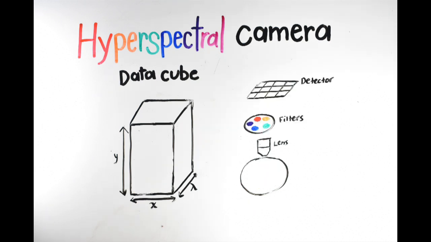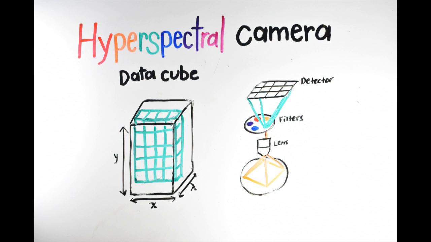A second type of hyperspectral camera contains multiple filters for specific wavelengths, scanning the entire field of view at once and assembling the data cube wavelength by wavelength. Wavelength scanning is limited by the range of filters the camera contains, but it's advantageous when surveying large areas at once. Hyperspectral imaging has an extreme range of applications.